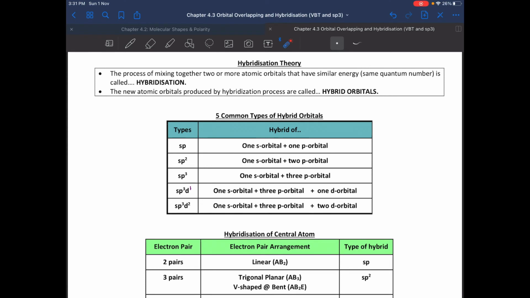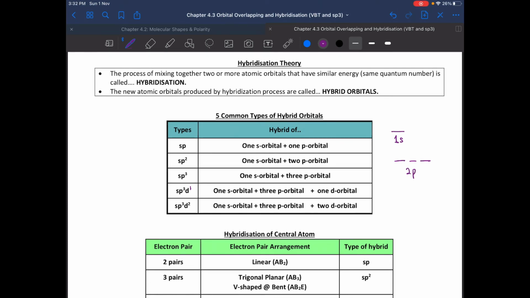Okay, so let us recall back what we have learned in chapter 2. Okay, so kita tahu dalam s orbital memang ada satu je orbital dalam tu kan. Dalam 1s ada satu je orbital. Kalau 2s pun memang ada satu je orbital. Okay, so memang s always 1. But kalau untuk p orbital pula memang ada 3 je dalam tu kan. For example, kita ada 2p.